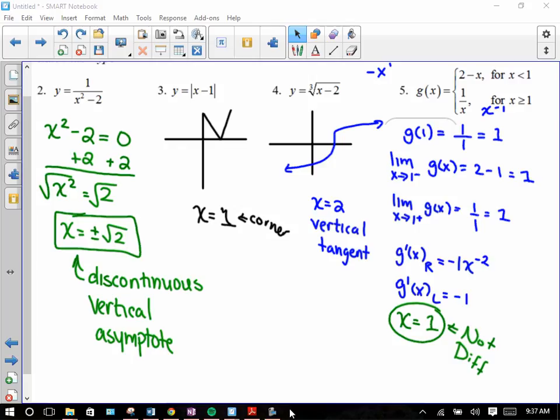So for questions about that, the first thing you want to do is figure out if it's continuous, because if you can figure that out, then it's one less thing to check. If it's not continuous, you know it's not differentiable. If it is continuous, then you need to check whether or not it's differentiable, whether or not the left and right derivatives are equal. Makes sense.